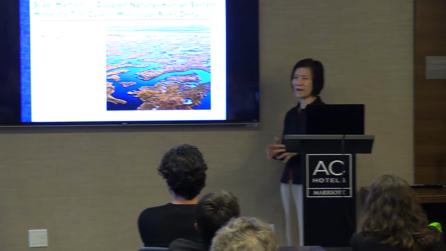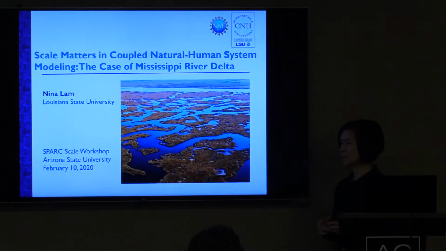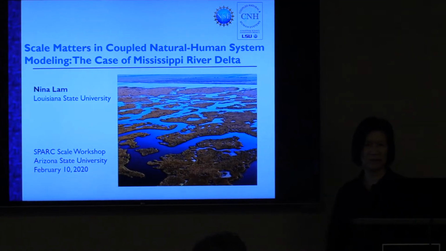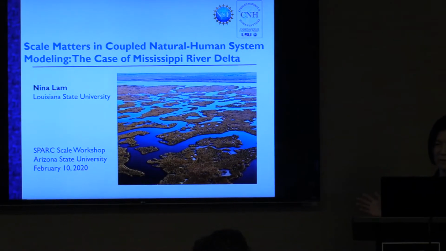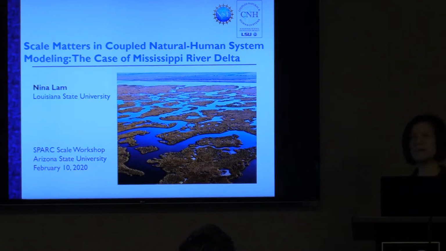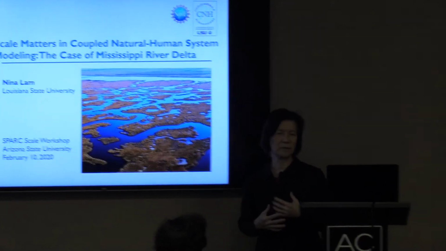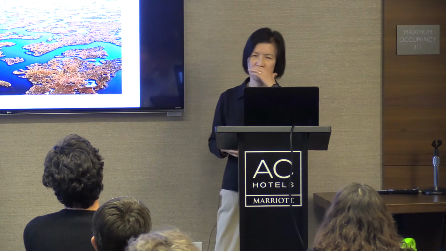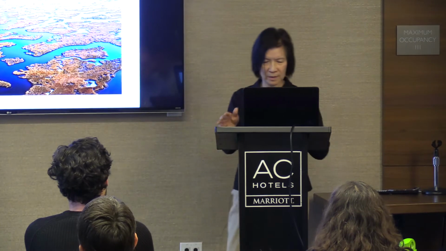Coincidentally, I actually have a real-world example using variogram. So that's what I'm trying to present. Scale matters in coupled natural human system modeling. In the last several years, I've been working on a project funded by NSF, CNH, coupled natural human system, to look at the Mississippi River Delta sustainability problem.